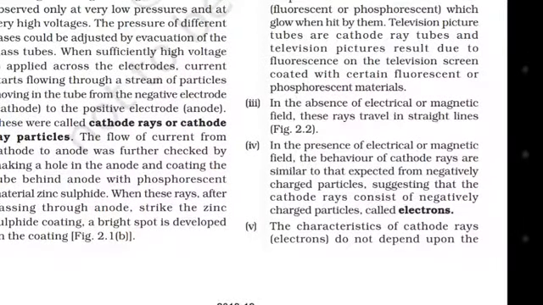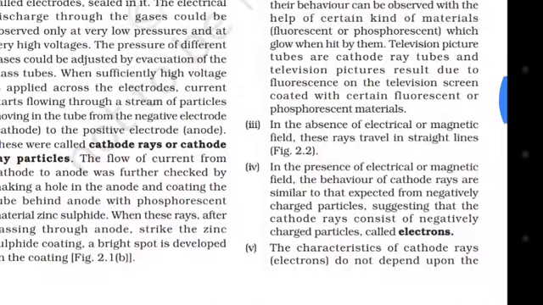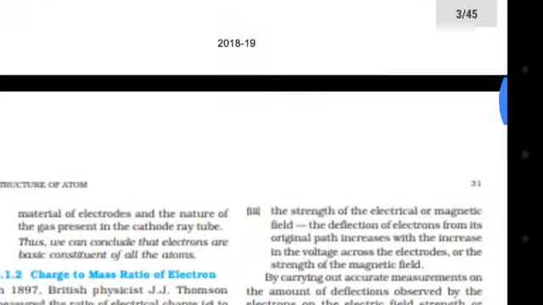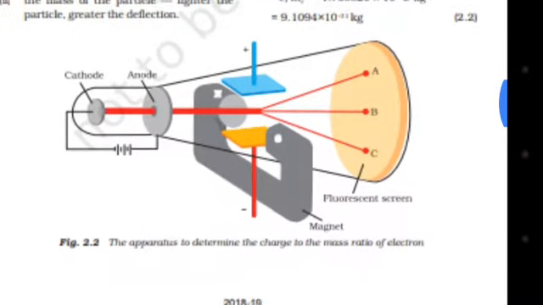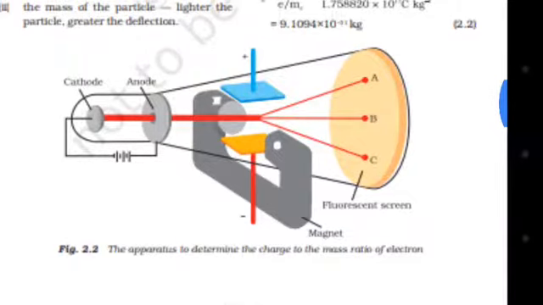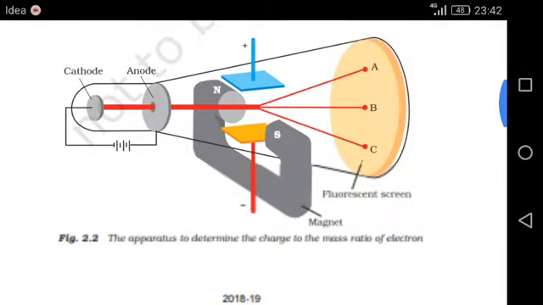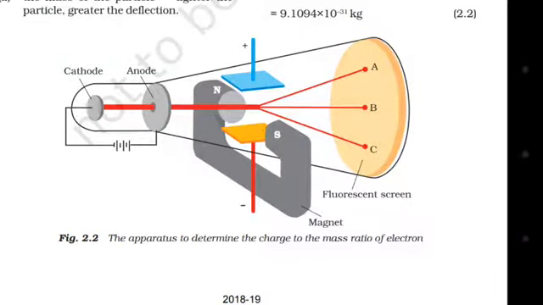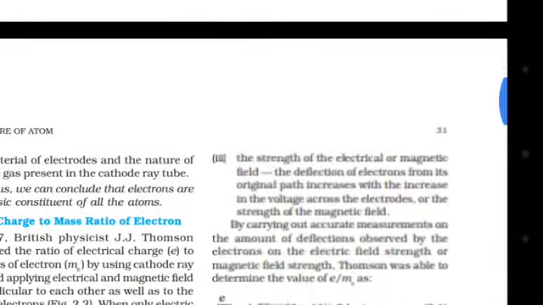Third, in the absence of electrical or magnetic field, these rays travel in straight lines. Figure 2.2. Where is figure 2.2? Here is figure 2.2. Okay. See, there is figure 2.2. Now we were here.